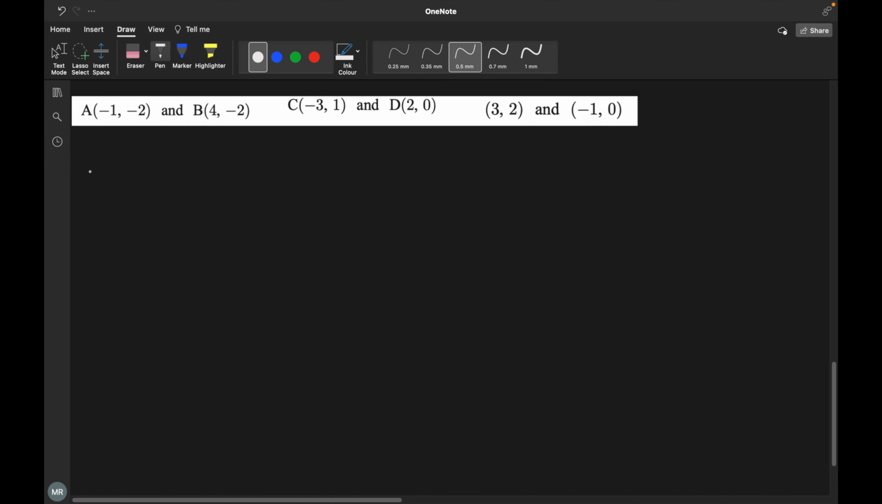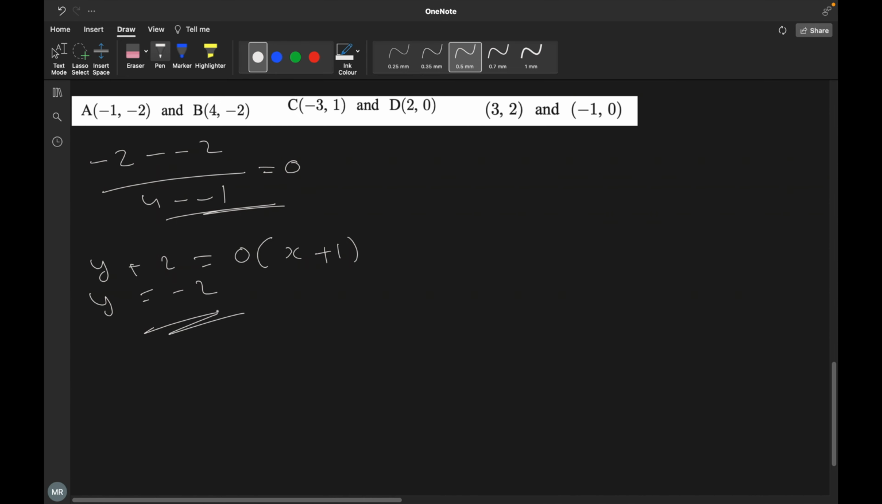So first let's find the gradient. So the gradient is the change in y by change in x. So negative 2, minus negative 2, divided by 4, minus of minus 1, that is 0. So let's use one of these points to find the equation. So y plus 2 equals 0 times x plus 1. This will be 0, so y equals negative 2. That's our equation.